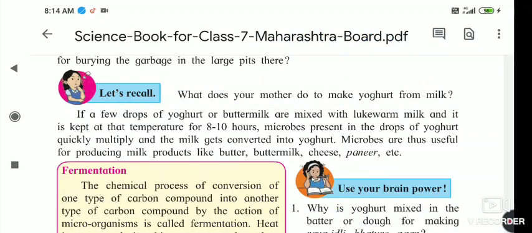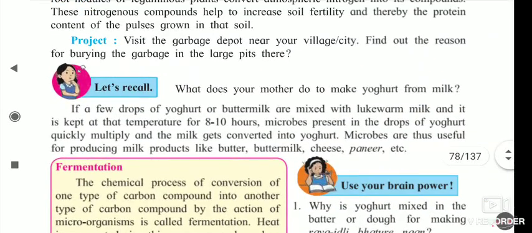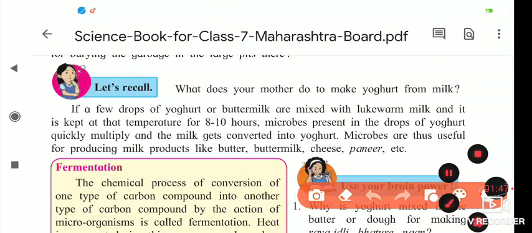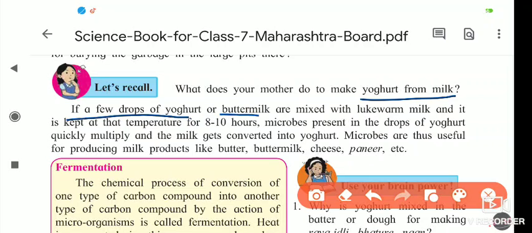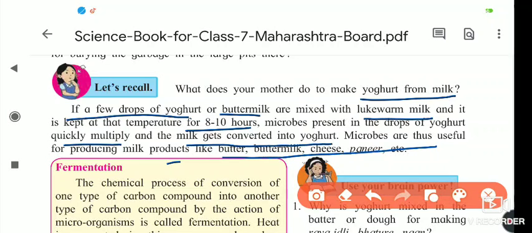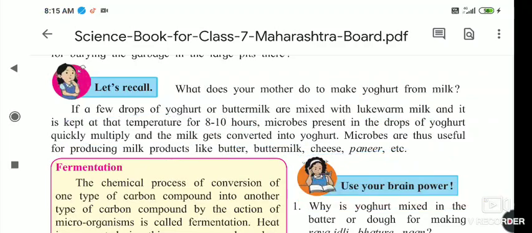That is the process of making yogurt from milk. If a few drops of yogurt or buttermilk are mixed with lukewarm milk and it is kept at that temperature for 8 to 10 hours, the microbes present in the drop of yogurt quickly multiply and the milk gets converted into yogurt. Microbes are useful for producing milk products like butter, buttermilk, cheese and paneer, etc.